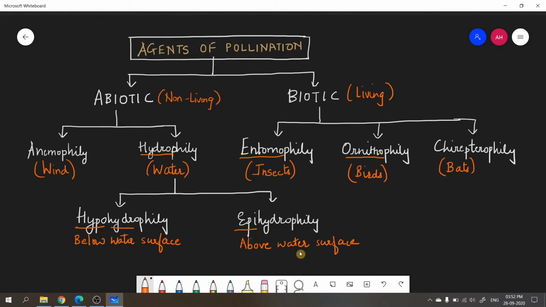Alright, that was in short a brief introduction to the different agents of pollination. We will now move into the details of each type of pollination and understand how the plants have various kinds of adaptations for each type of pollination.